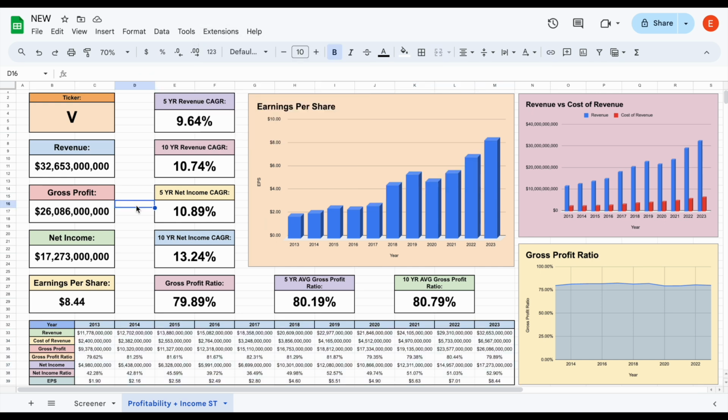I plan on adding a lot more sheets to the ticker data website, just like this one. This one does a good job again breaking down profitability and the income statement, but I also want to create sheets for things like the balance sheet, the statement of cash flows, and an even more advanced stock screener.